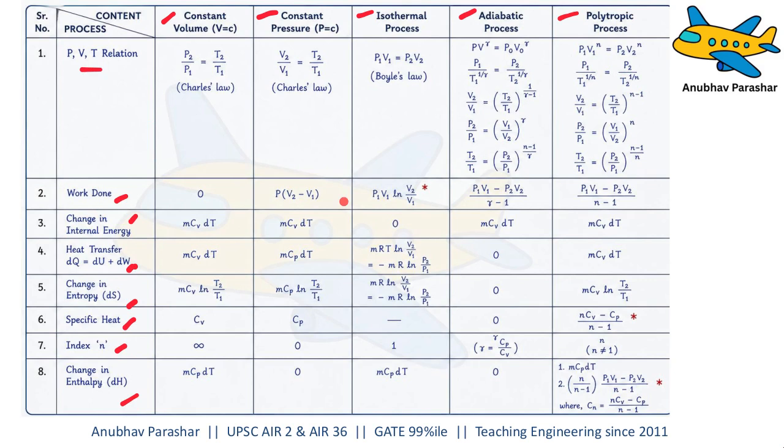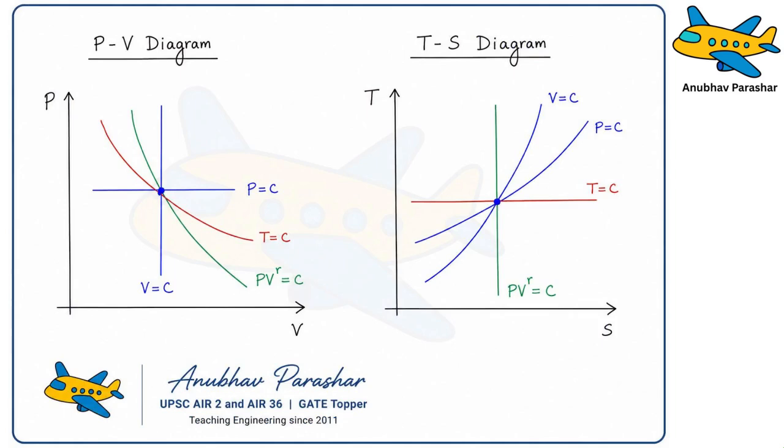If you are able to create this table from scratch, if you are able to do it on your own and fill this table, then you will not face any problem in your entire thermodynamics. And then we will also learn how to draw the PV and TS diagram, which will be very, very important to understand the higher concepts in thermodynamics in jet propulsion. So without wasting any time, let us start.